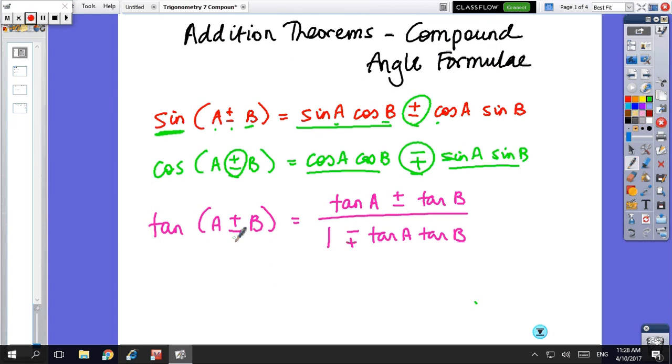And then with the tan, the plus and the minus stay the same on the top, and then on the bottom they switch over. Okay, so again, the proofs for these are quite easily available through textbooks, but we'll just go straight to the using of them. So copy that down and come across when you're ready.